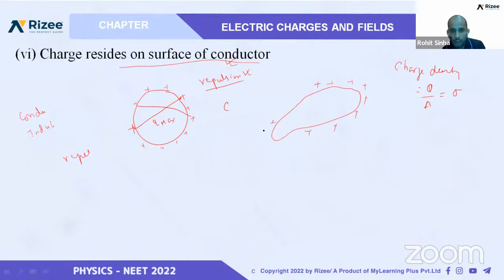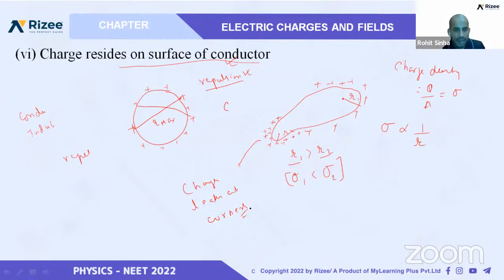Now let me discuss an object having a different shape like this. For the part of the object which has a smaller radius, the charge density is inversely proportional to the radius. Suppose this portion has a radius r1, and this has a radius r2. We can see that r1 is greater than r2. So the charge density at r1 will be less than the charge density at r2. Here charge density will be less, and here charge density will be more. That's why we say that charges leak at corners, because at corners the radius is very less, and if the radius is less, then sigma increases. If sigma increases, charges leak from there.